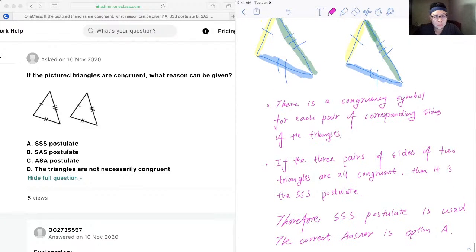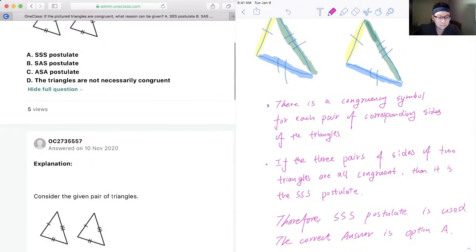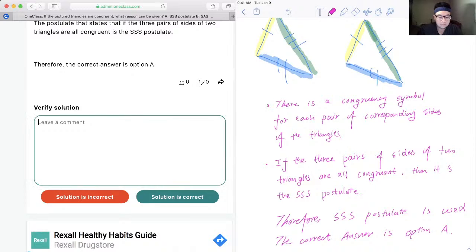So let's leave a comment. Solution is correct. Well done.